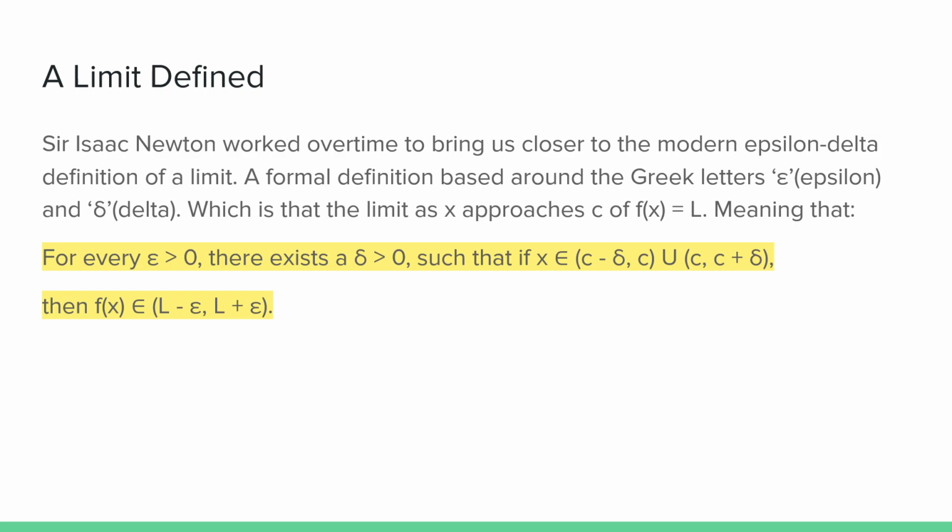a limit, which is a more formal definition based around the Greek letters epsilon and delta. The limit as x approaches c of f of x equals L, which means that, and this is the important part, for every epsilon greater than 0, there exists a delta greater than 0, such that if x is an element of (c minus delta, c) union (c, c plus delta), then f of x is an element of (L minus epsilon, L plus epsilon).